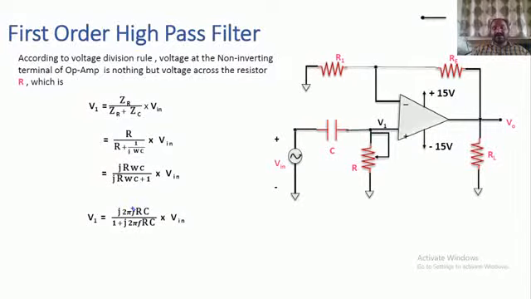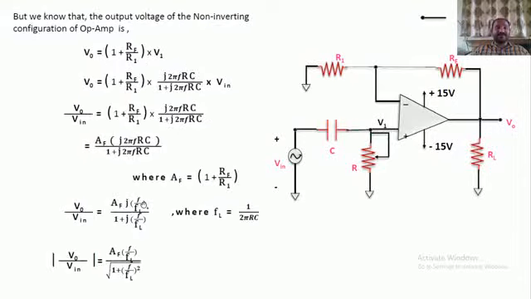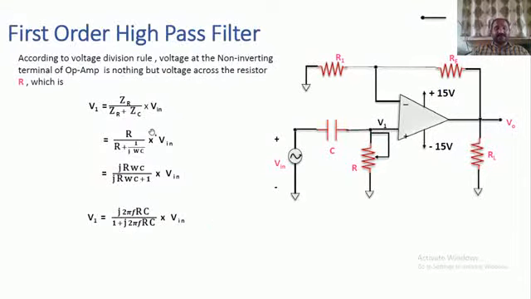So V1 equals j 2 pi f RC by 1 plus j 2 pi f RC into Vin. But we know that RC is nothing but the time constant. In order to rewrite the equation in the cutoff frequency format, let us go back. Here V1 is j 2 pi f RC by 1 plus j 2 pi f RC into Vin, right? This is the voltage at the non-inverting terminal of the op amp.